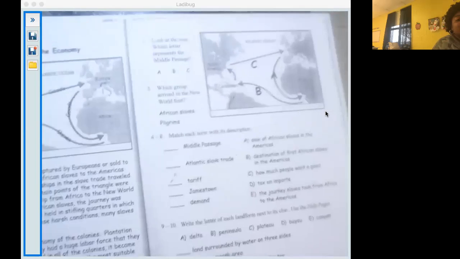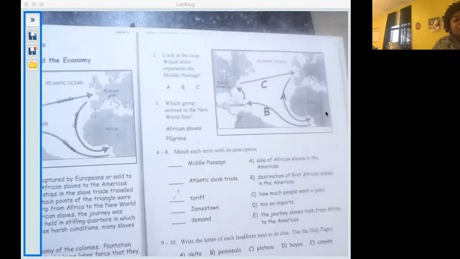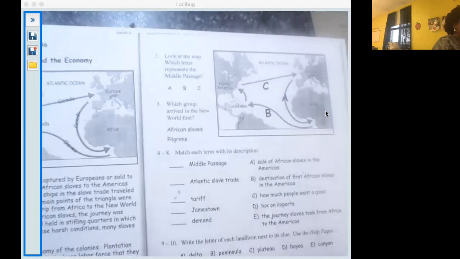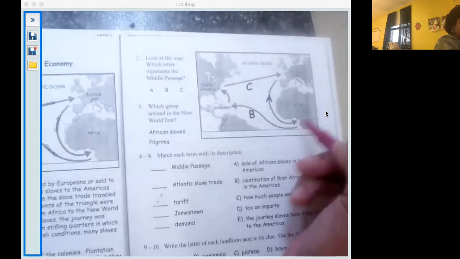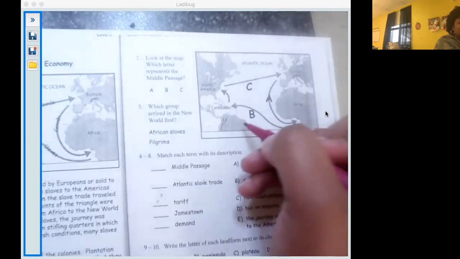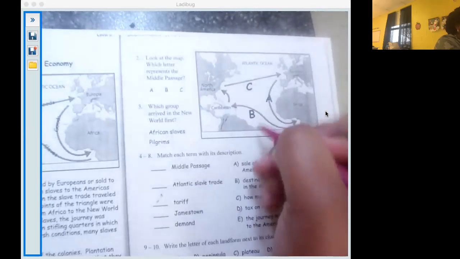All right, number two, look at the map. Which letter best represents the Middle Passage? So the Middle Passage was that voyage from Africa to the New World, so taking those enslaved people from the western coast of Africa to the New World. So our answer here would be B.